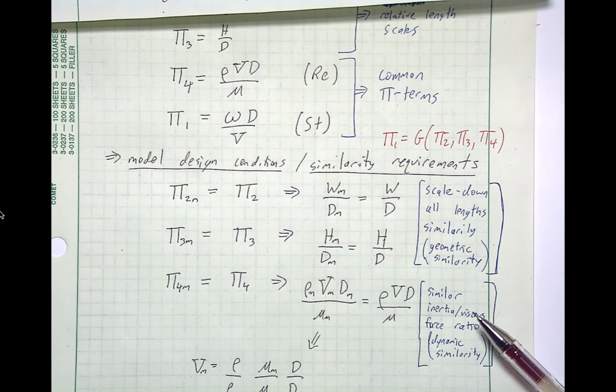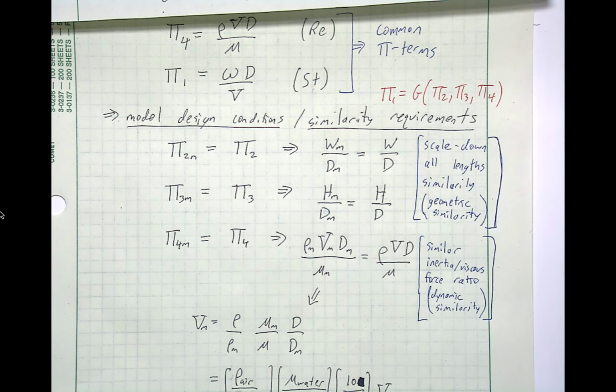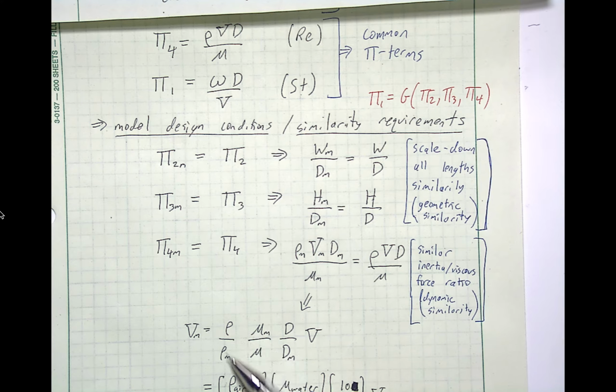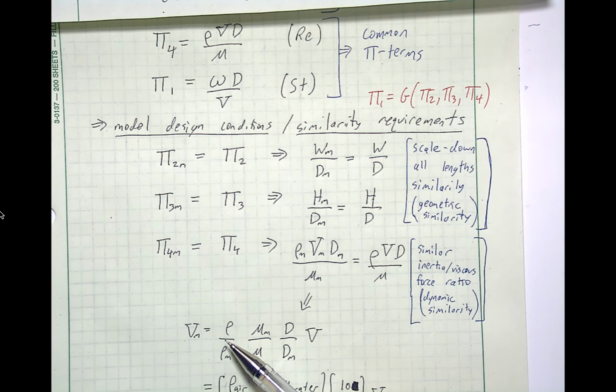Okay, so this tells us that when we go to our model, we want our model subjected to a similar force ratio between inertia and viscous effects as the full-scale version. So this is called dynamic similarity, instead of the geometric similarity up here. If we solve this for the only part that we have unknown. All right, so everything here is known. These are fluid properties, where anything without the subscript is referring to the air in the full-scale system, and anything with the subscript m is referring to the water in the model-scale system.